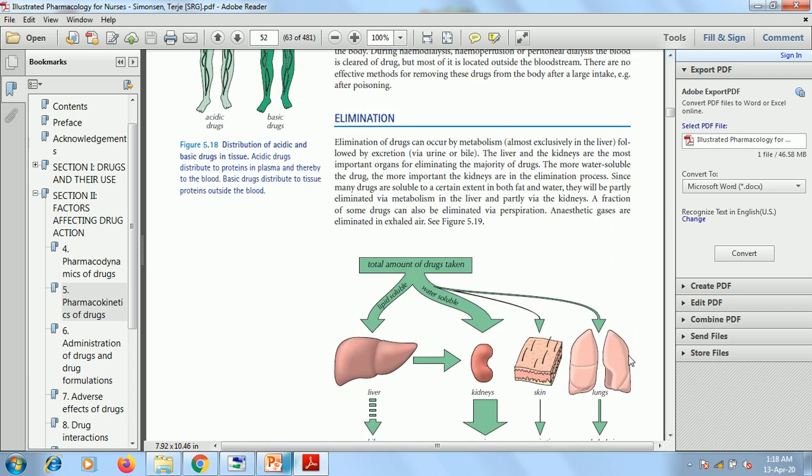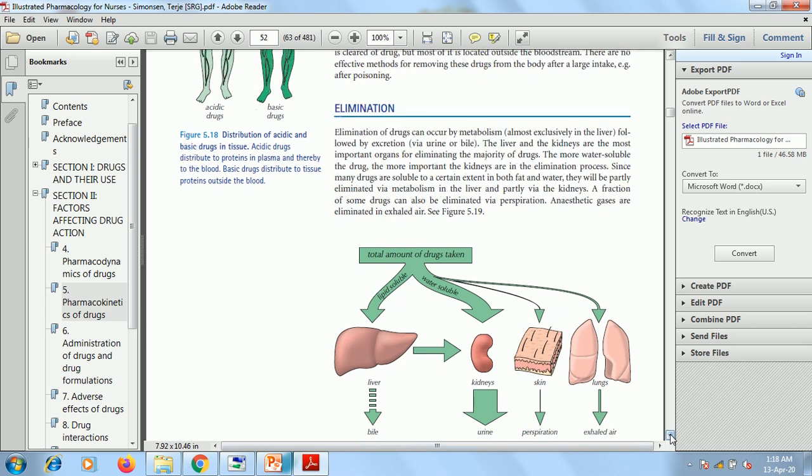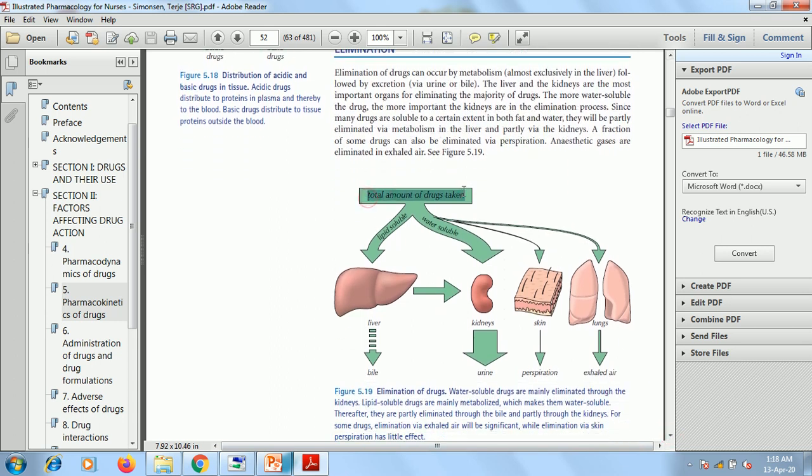This is the elimination. This is the total amount of drug taken. This is lipid soluble, water soluble. Here the lipid soluble comes to the liver, water soluble goes to the kidneys, and then it comes to the liver. After liver, it might bind to the bile if it remains lipid soluble. But if it becomes water soluble after metabolism, the phase 1 and phase 2, then it goes to kidneys, or the drug may go into skin by perspiration or the sweat, and the drug can go to the lungs as well.